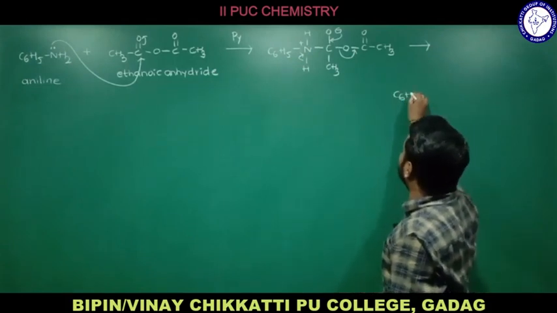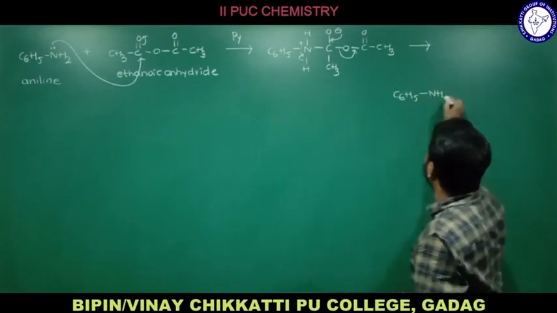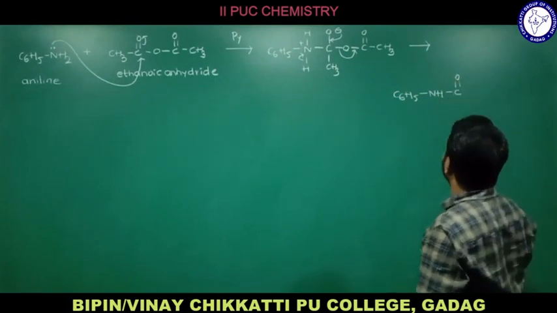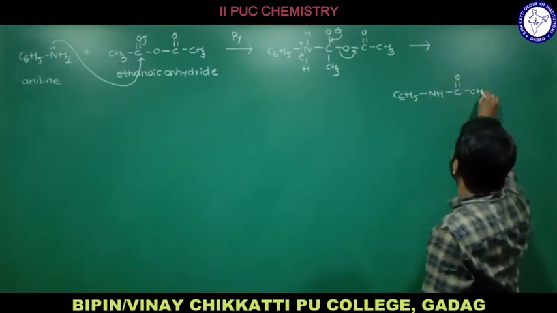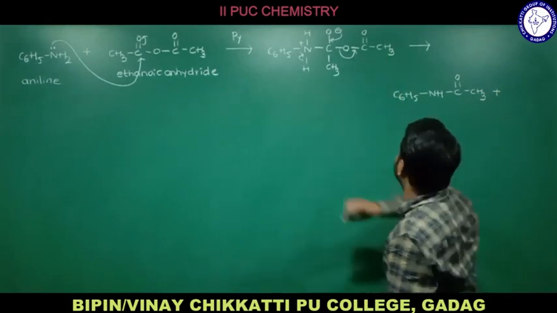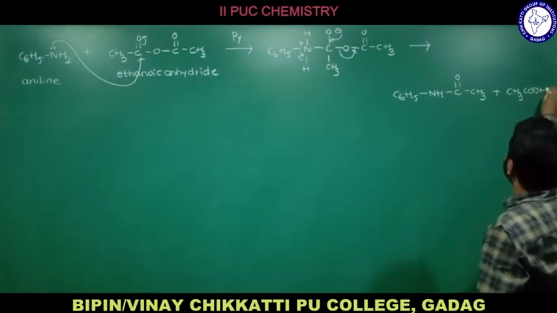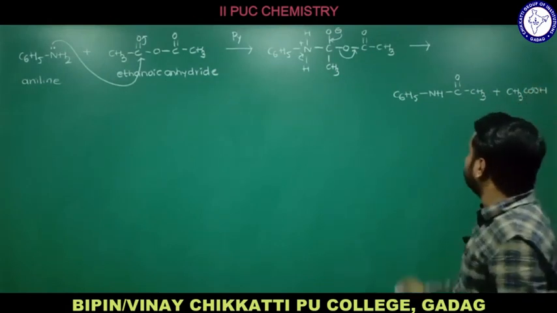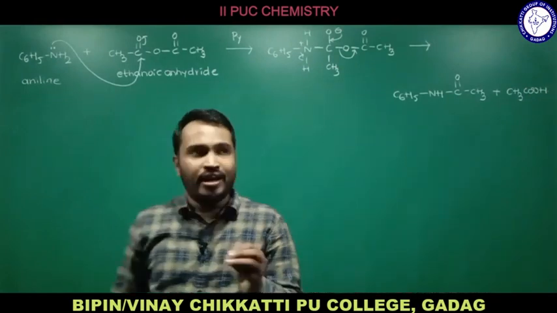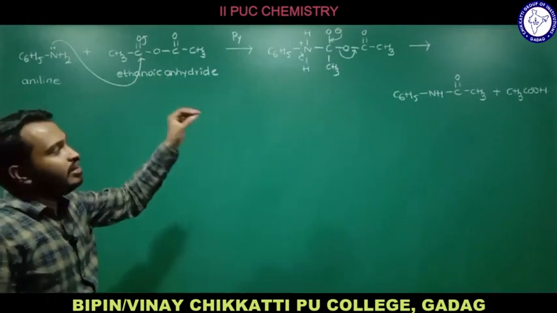So C6H5NH we get, one hydrogen has been removed, and the C double bond O we get, and here we are going to get CH3, and the eliminated group is going to combine with H, and we are going to get ethanoic acid, CH3COOH, and this is nothing but the amide. So this is how when benzenamine or aniline reacts with anhydride, we are going to get the corresponding amide only.